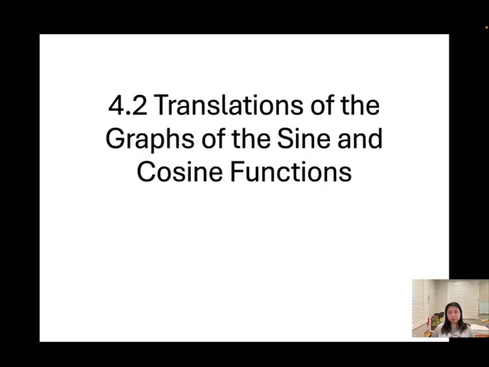Section 4.2, Translations of the graph of the sine and cosine functions. In Section 4.1, you learned how to graph the sine and cosine. In this section, we're going to talk about translation. We're going to move the graph to the left, to the right, or move upward or move downward.